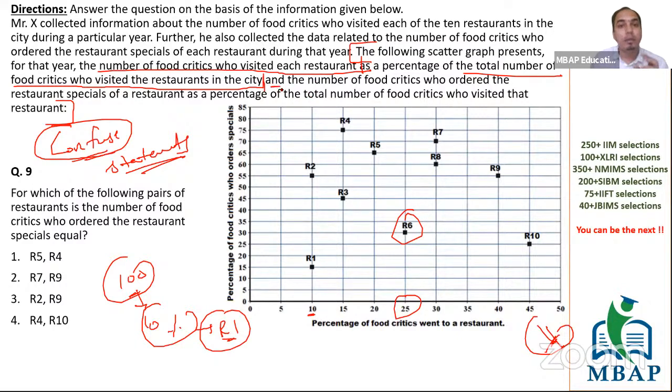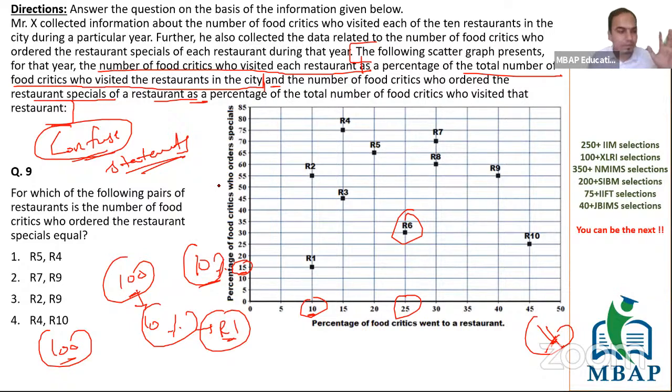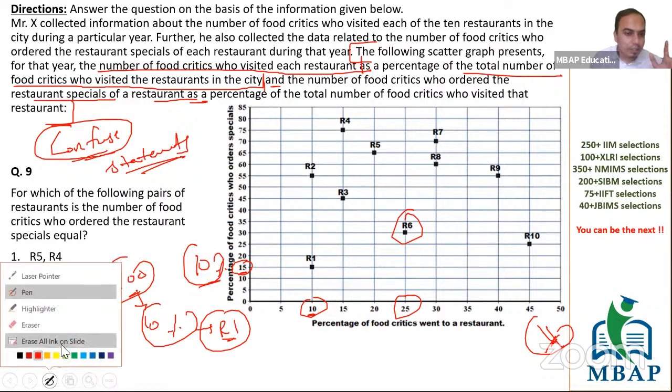And then the second part: the number of food critics who ordered the restaurant special of a restaurant as a percentage of the total number of food critics who visited that restaurant. What does it mean again? Let's say R1: the total number of people is 100, out of which 10 people go to R1. That means 10%. Now, out of these 10 people, 15% are ordering the special item. Are you guys clear with me? Understanding what the set is talking about.